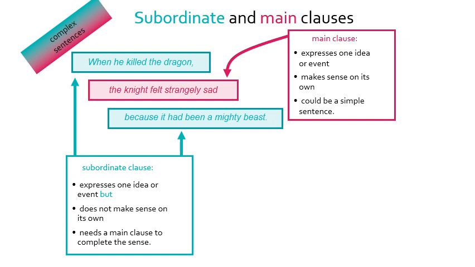In other words, let me help you. When the sentence alone expresses one idea or event and makes sense on its own, and it's a simple sentence, you call it main clause or independent clause. We call it independent clause. Why independent? Because it alone doesn't need something else to express its idea or make sense. So that's why we call it independent.